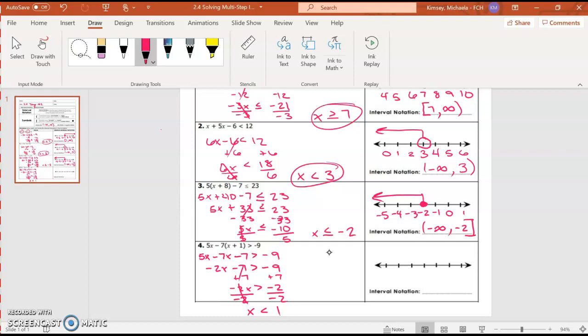Okay, now on our number line, we have 1, 2, 3, 4, and then more negative to the left, 0, negative 1, and negative 2. Since x is less than, we want an open circle at negative 1, or at 1, sorry. And then, since x is less than, we're going again to the left. So then when we write our interval notation, we're going from negative infinity to 1.